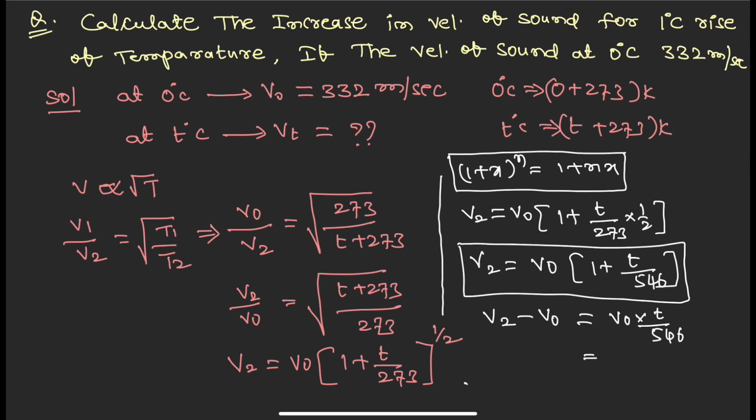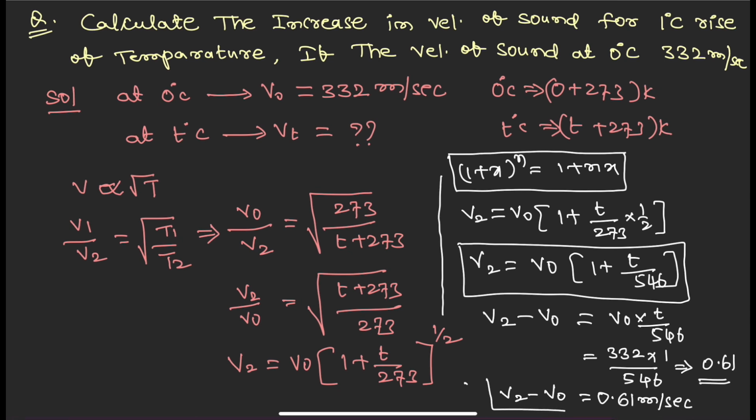So V2 minus V naught is equal to V naught, 332, times, for 1 degree Celsius, 1 by 546. This value is approximately 0.61 meter per second. At every 1 degree Celsius rise in temperature, the speed of sound in air increases by 0.61 meter per second.